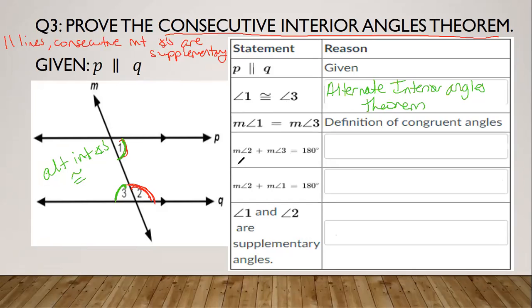And then they make this statement, measure of angle 2 plus measure of angle 3 equals 180 degrees. Well, angle 2 and angle 3 are these two angles here. What reason can I say to say that they would add to equal 180 degrees? Okay, what reason would I have? If you look at the two angles, what do you notice about those two angles there?